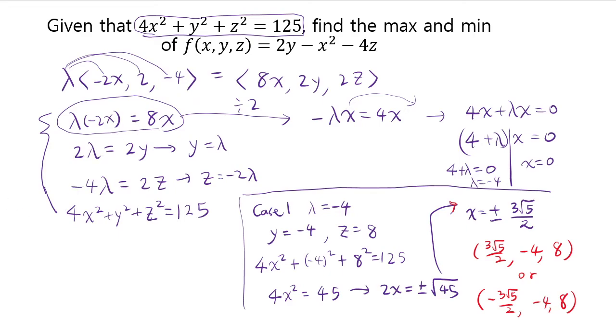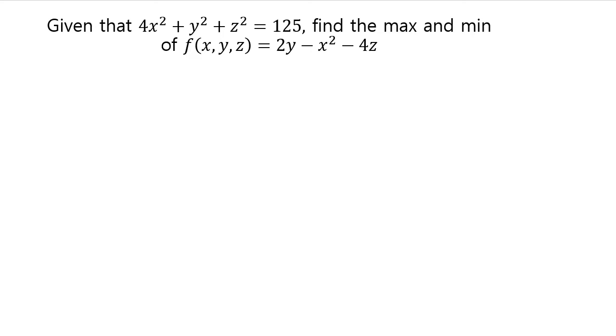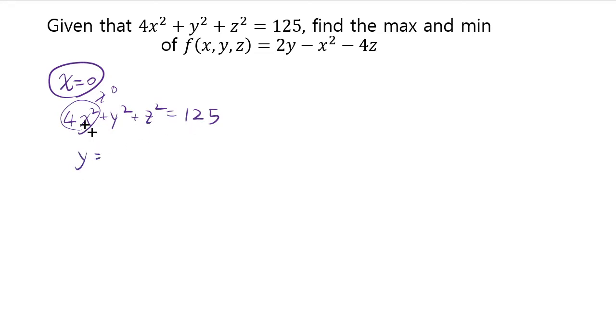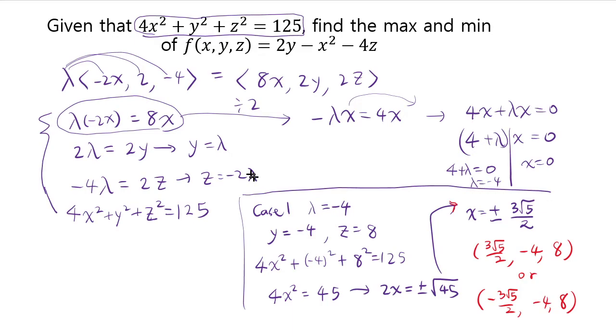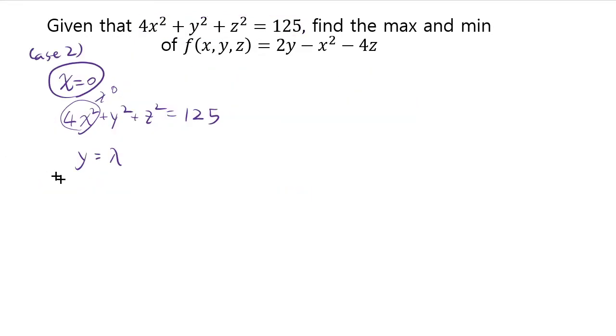Okay. All right. Then the next one that we should do is the other case, when x is 0. Now, if x is 0, then the equation 4x squared plus y squared plus z squared equals 125 would have this term be 0, and therefore you just get y squared plus z squared equals 125. But we also had, let me put this as case 2, y equals lambda and z equals negative 2 lambda.